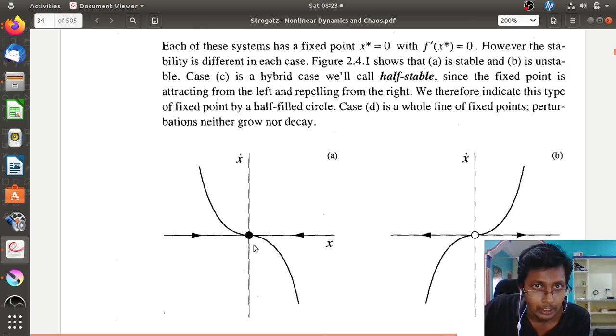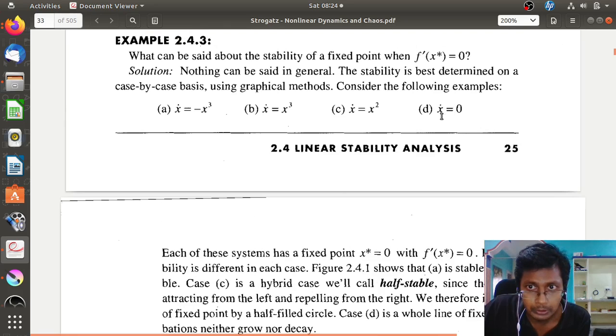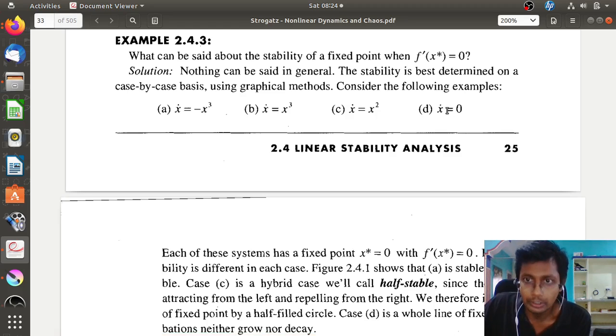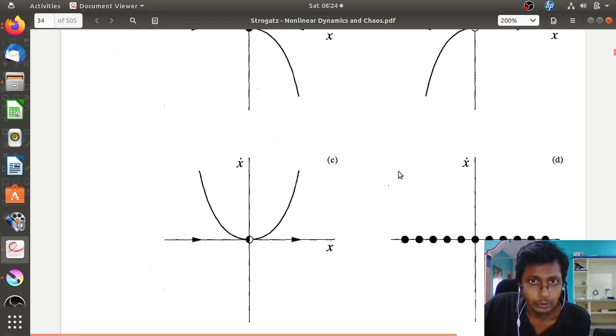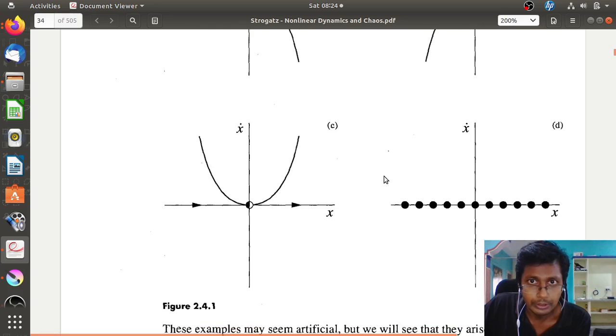Okay, and in the fourth example, x dot is equal to 0, which means it doesn't matter whatever x is, it's going to stay. There is not going to be any change in x. Okay, that's what it is. And if we use the graphical approach and draw it, we will represent it like this, which means all these points are fixed points. Okay, so that's all about the linear stability analysis.